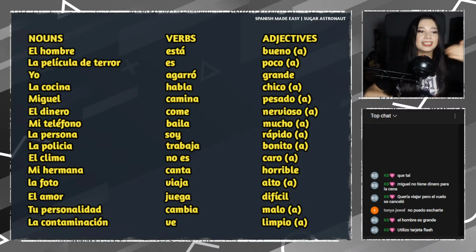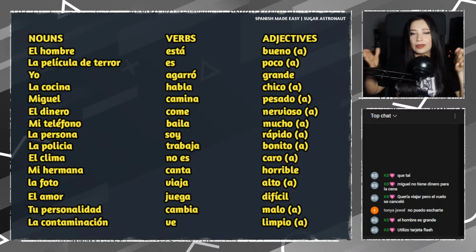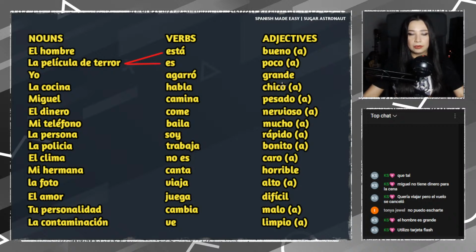Okay, let's move on. Let's talk about la película de terror, the horror movie, or just horror movie. What can you do here? La película de terror está. You could also say es. Okay? So very similar to saying the horror movie is. Está is more for temporary situations. And es or ser is more for things that don't change much. Okay?